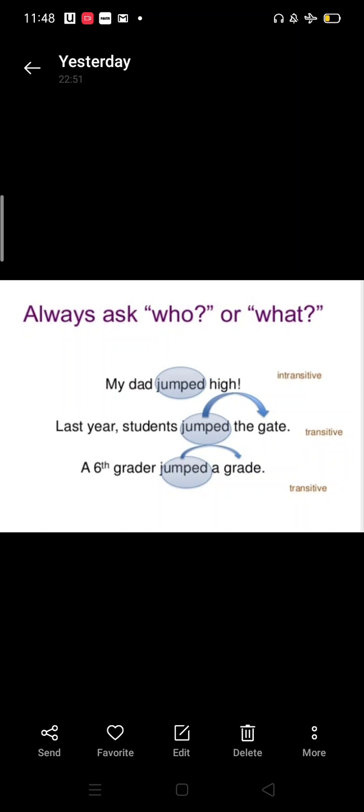Always ask who or what. When we ask these questions, we can identify transitive verbs. Like, my dad jumped high. Who jumped high? My dad. Here there is no object; it is giving only the answer of the subject, so it is an intransitive verb. Last year students jumped the gate. Students jumped what? The gate. It is giving the answer of an object, so it is a transitive verb.